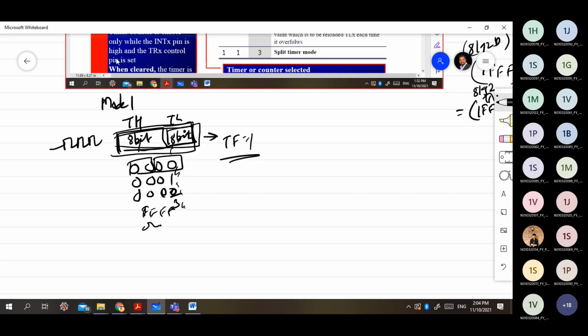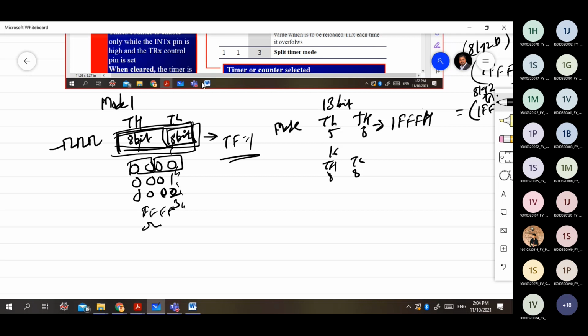Getting it? So that is the difference in mode 0 and mode 1. So in mode 0 we can use only 13 bit. So 13 bit कैसे? TL का 5 bit and TH का 8 bit. ठीक है? But in mode 1 we can use 16 bit, means TH का भी 8 bit and TL का भी 8 bit. ठीक है? So that's why mode 0 was of 13 bit.